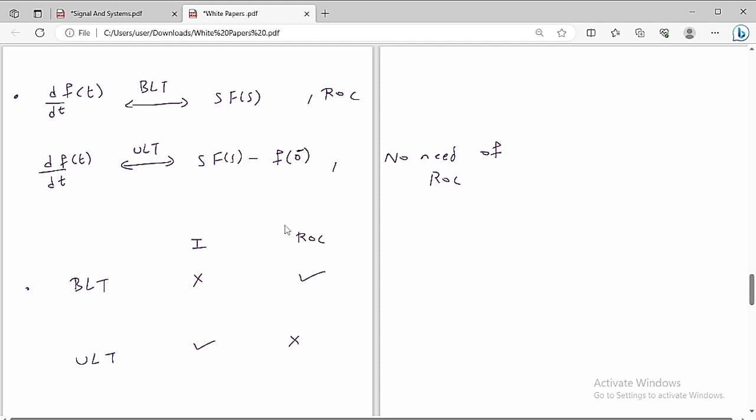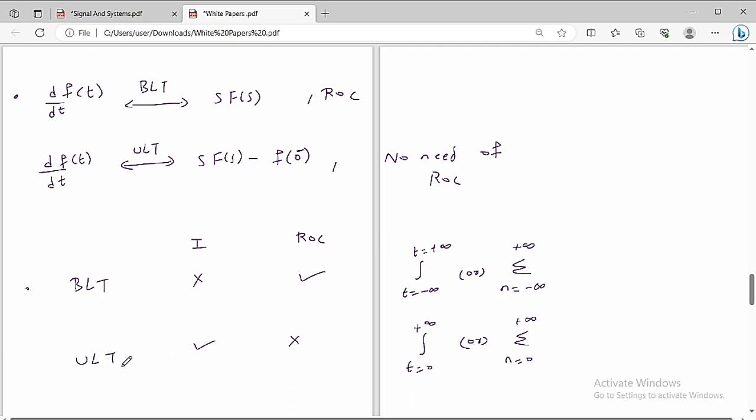If you remember this one, everything is very simple. See, bilateral means integration from t equal to minus infinity to plus infinity, or sigma n equal to minus infinity to plus infinity. Unilateral means integration from t equal to 0 to plus infinity, or sigma n equal to 0 to plus infinity. I already told you this. So finally, in the case of bilateral transform, integration from minus infinity to plus infinity, or sigma n equal to minus infinity to plus infinity, there is no need of initial conditions, but the ROC is compulsory.